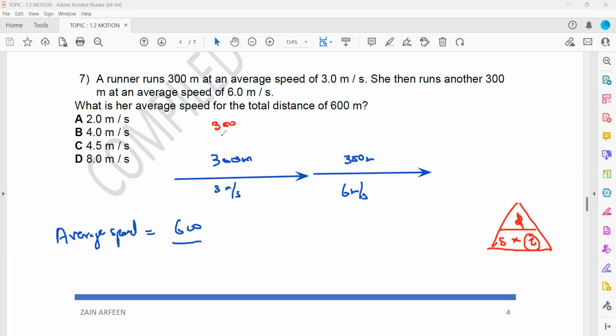So the distance is 300 and the speed is 3. So 300 divided by 3: the first part will take 100 seconds. The second part will be 300 divided by 6, which is equal to 50 seconds. So how much time did it take to run the total 600 meters? That is 150 seconds. So 600 divided by 150 is equal to 4 meters per second. So B will be the right answer. Is it clear, this question?